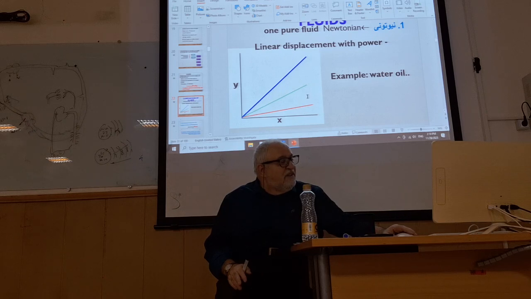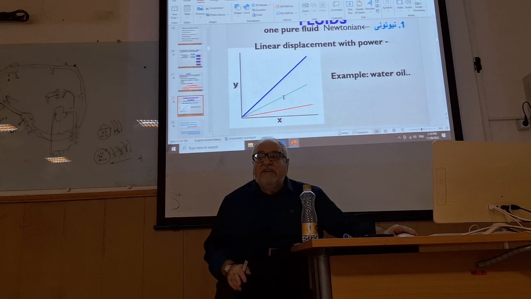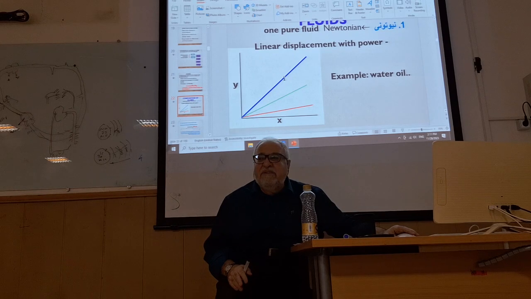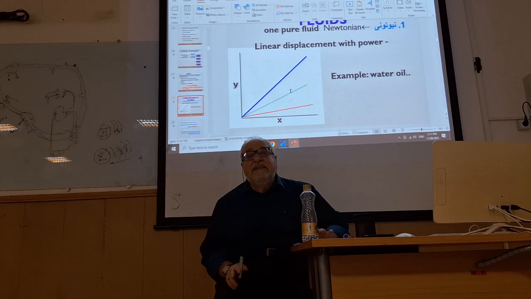But it is due to the different kind of the fluid. This one is, for example, water. This one is oil. This one is gasoline. Different fluids need different kinds of energy. This is the Newtonian.